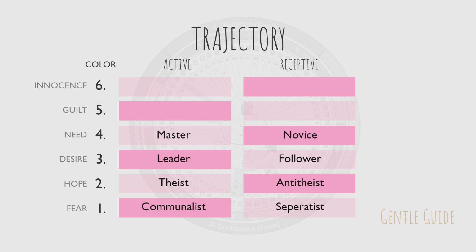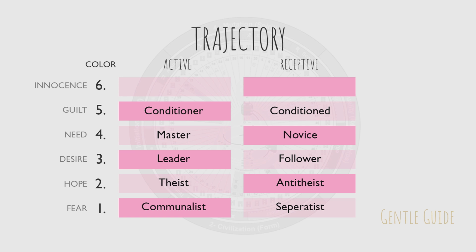Number 4, need. If you're a master, you're here to learn, to evolve yourself from a beginner to a master, so choose well. And if you're a novice, you're on a journey to become a master, but then you become a novice again by learning something else.